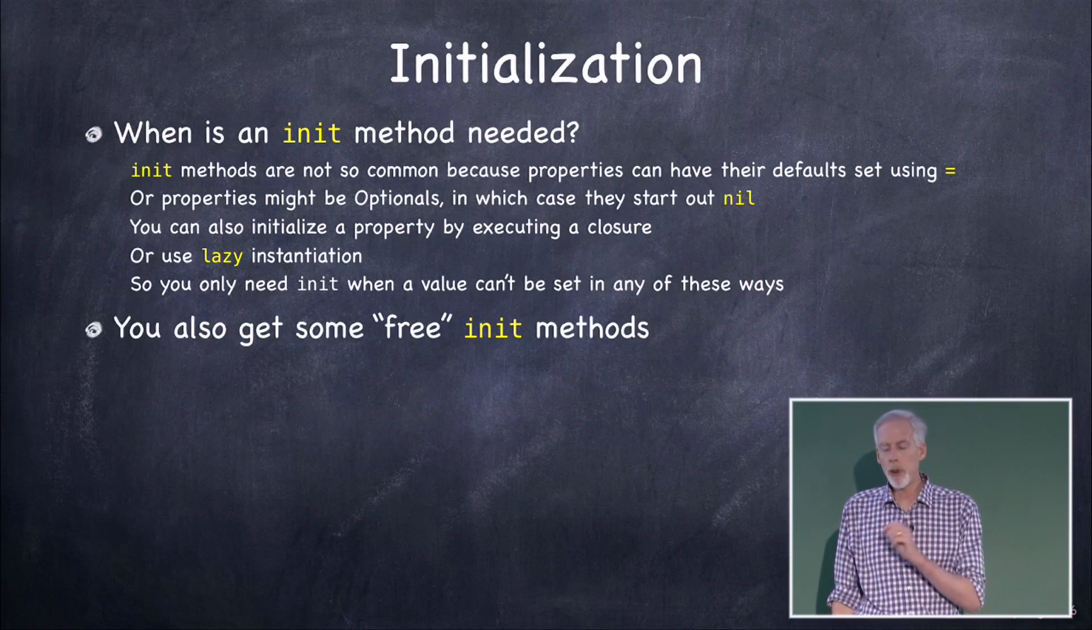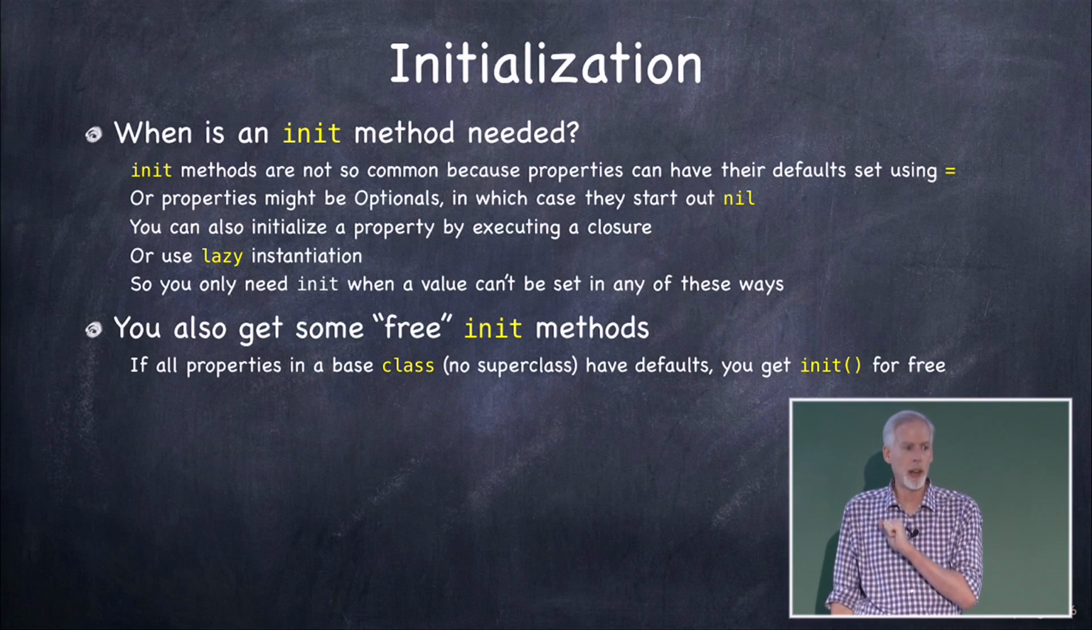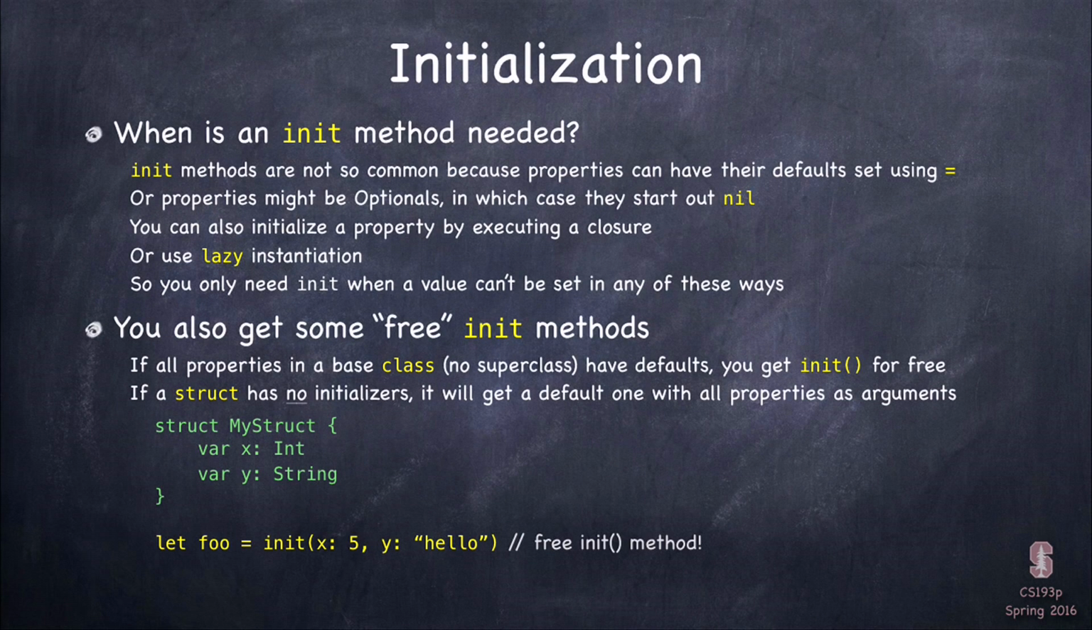But sometimes you might find yourself needing an init because you just can't initialize things using those mechanisms. Now, you do get some free inits. We know about in classes you get the init with no arguments for free. That's how Calculator Brain got an init, so we could create one. And we also know that structs have a free initializer that lets you initialize all of its vars. Now, one thing to know about both of those cases is that if you start providing your own initializers, then you stop getting the free one. If you provide even one initializer for your struct, you no longer get this free one, the one that does both.